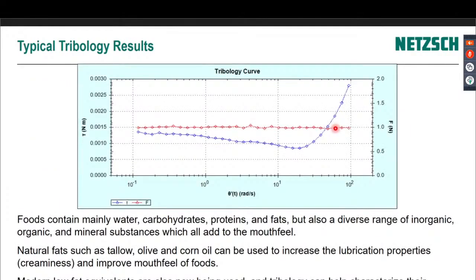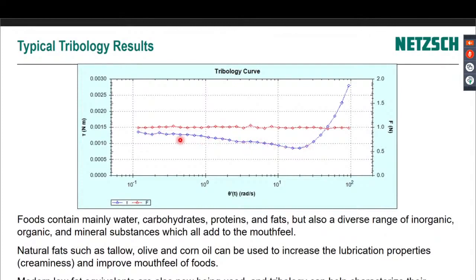So here are our results. We've got a constant normal force of 1 Newton here, and we're going at higher and higher shear rate, rotational speed here, and we're looking at the friction from the torque to rotate it. So in this sample initially, it's giving some friction. As you go faster and faster, it gets more and more lubricating.